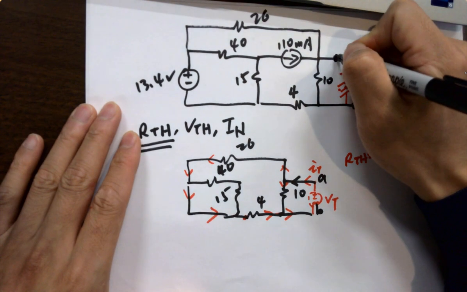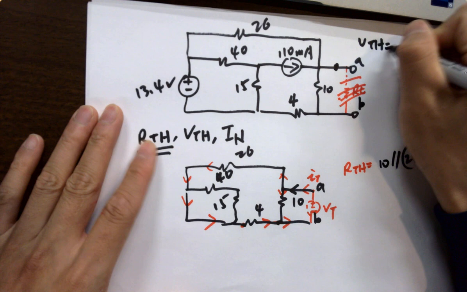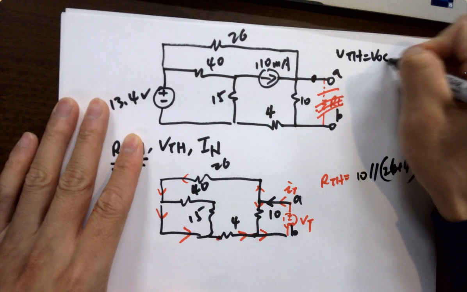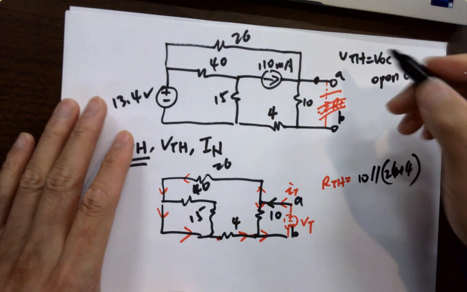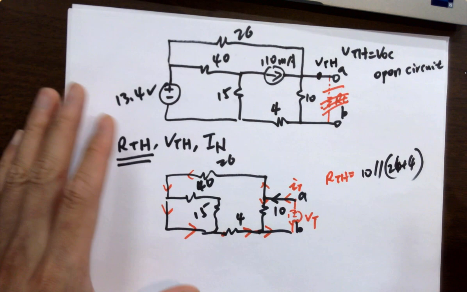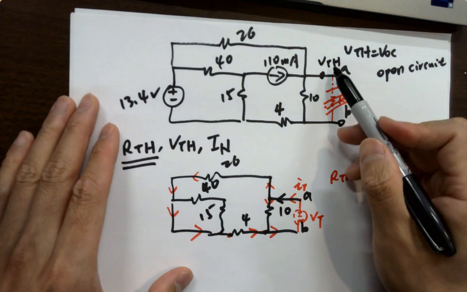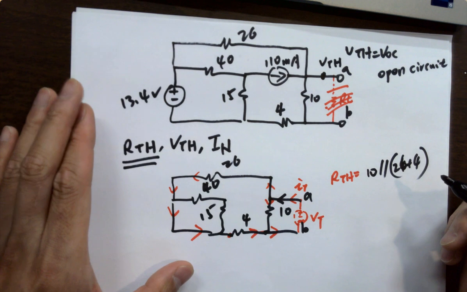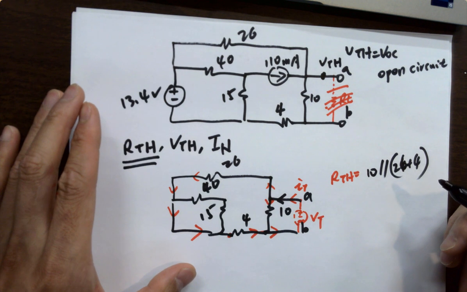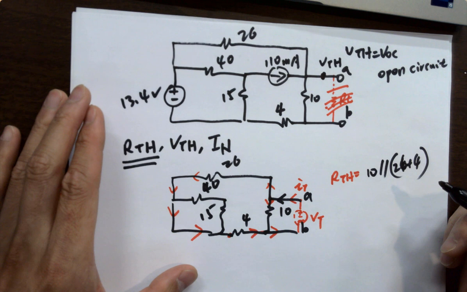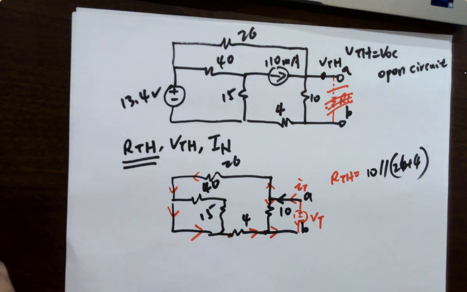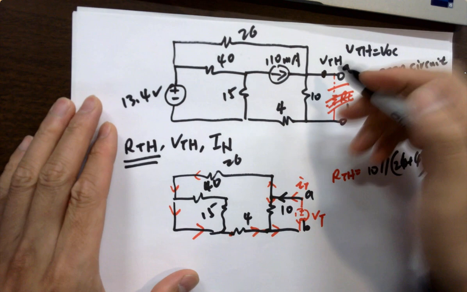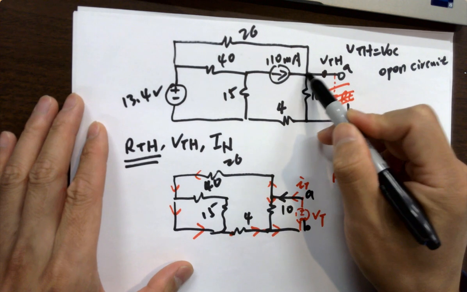VTH is the voltage at the output. So VTH is also VO. Sometimes you see VOC, open circuit. So that's exactly VTH, which is the voltage at this node. So for this example, how do we calculate VTH? Where to get started? We can use the node voltage method, right? So let's just assume the voltage over here is VTH.